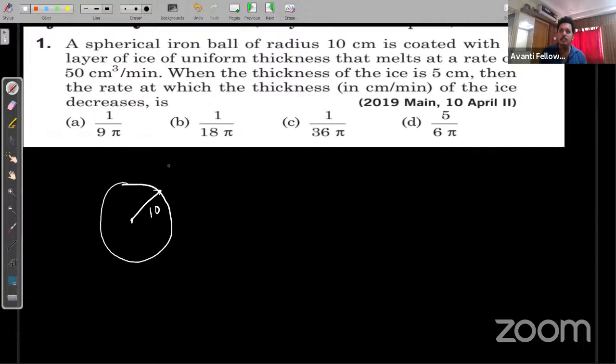And it says it is coated with a layer of ice of uniform thickness. Meaning this ball has another layer, coated with a layer of ice, having some thickness. So what is the question he is asking, and what are the things he has given in the question?